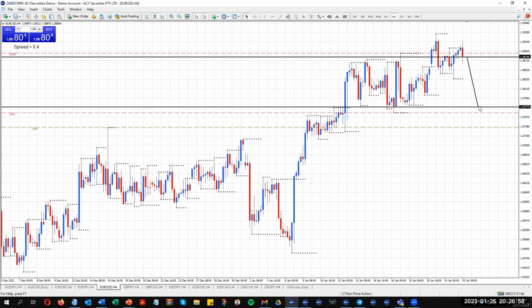So this would be an area where I would then look on my 15-minute chart for a clear opportunity to trade up to the upside. All right, to potentially come back up to these highs here. All right, now at the moment, Eurodollar is a bit messy here at the moment.